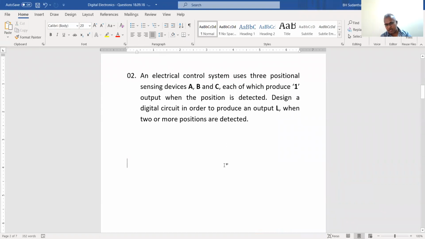Okay, there is an electrical control system. It has 3 positional sensors. Okay, you can read it first.